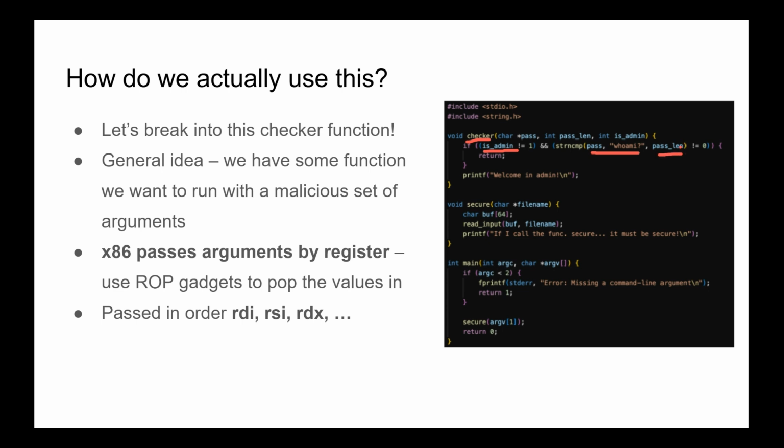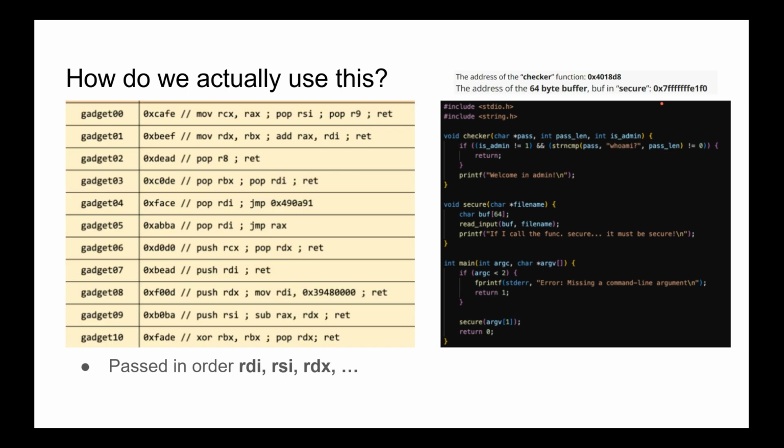An important thing to keep in mind with what the actual goal of the gadgets that we're looking for is that because x86 passes arguments by register, the gadgets that we're looking for should pop the values that we want into the respective registers before we perform this function call. And in x86 specifically, the order that they're going to be passed in is RDI, RSI, and RDX, which will correspond to these three arguments that we have here. So let's get started right away.